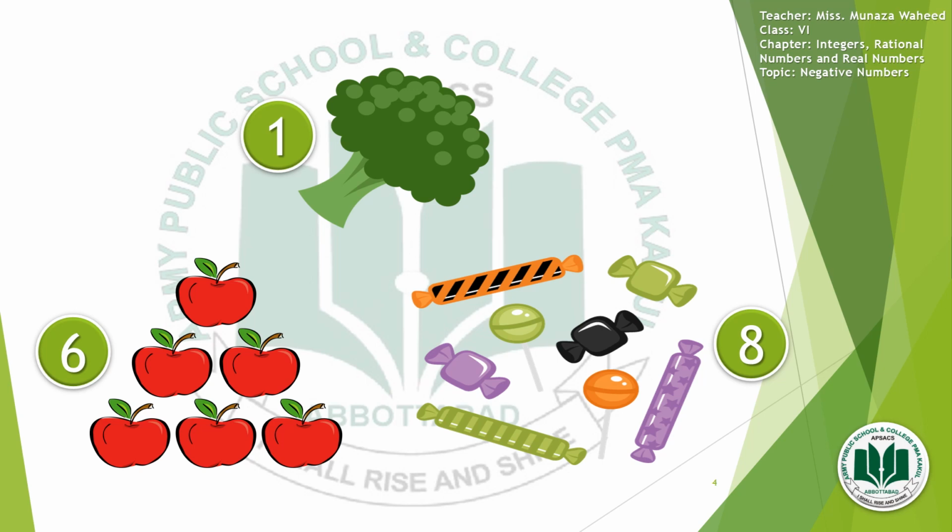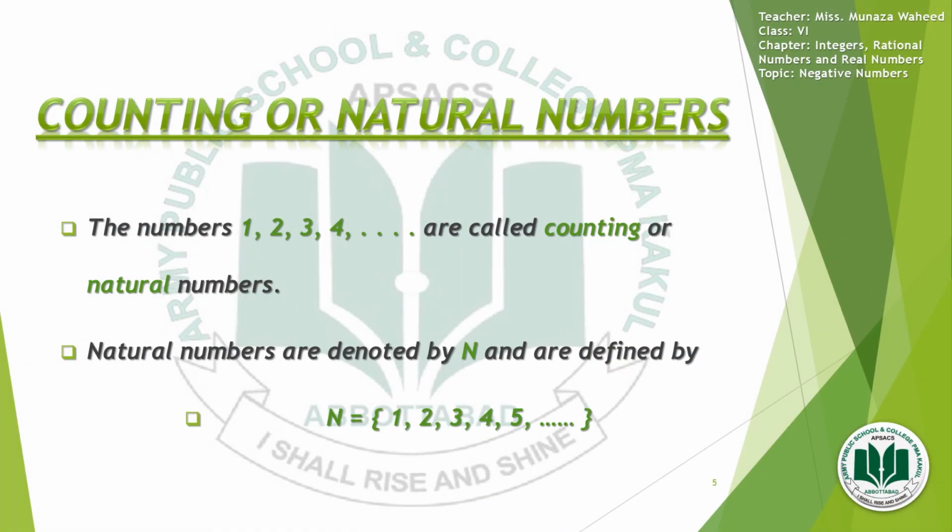In our daily life, we count various things for various purposes. We count things using counting numbers. The numbers 1, 2, 3, and so on are called counting numbers or natural numbers. Natural numbers are denoted by N and are defined by the following set.